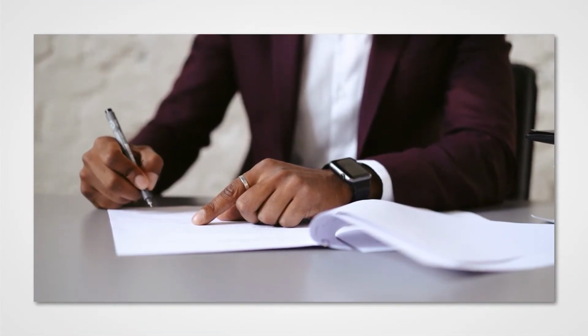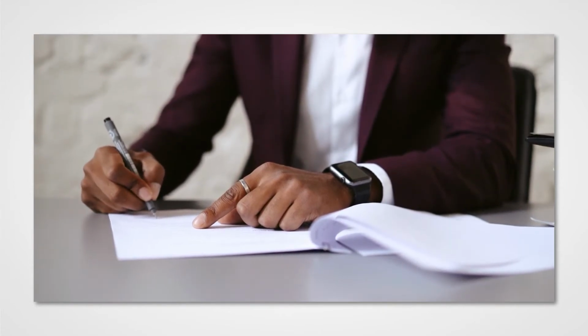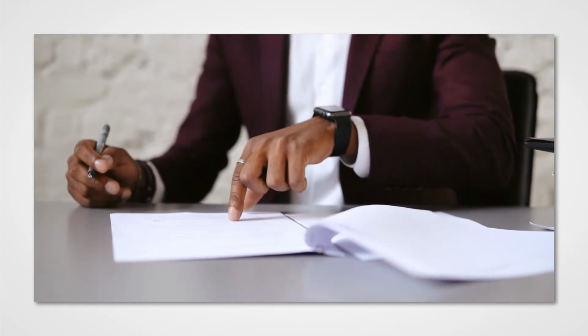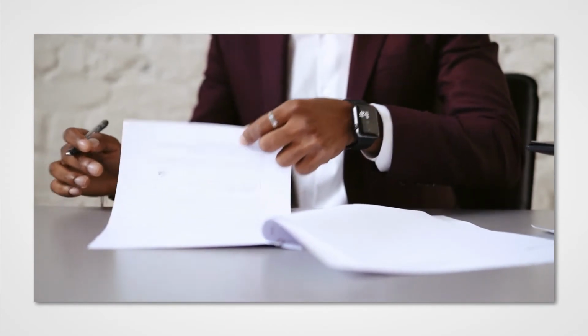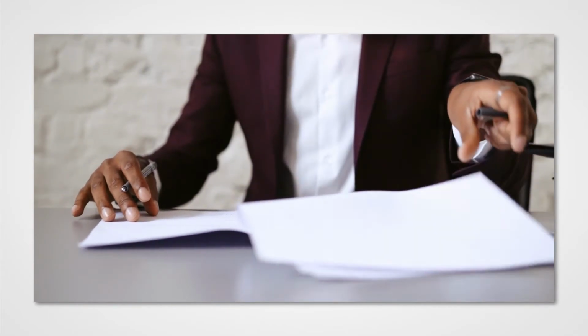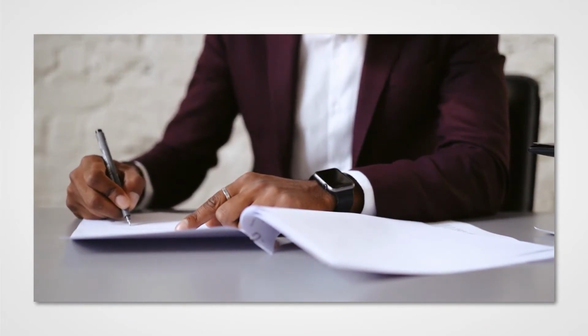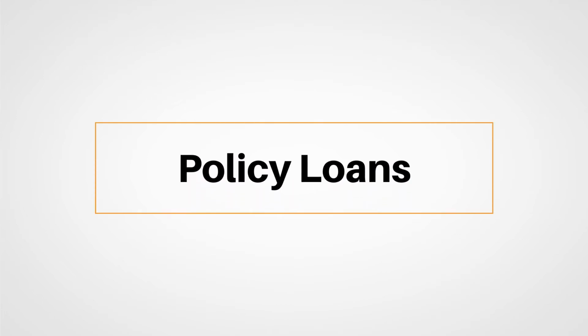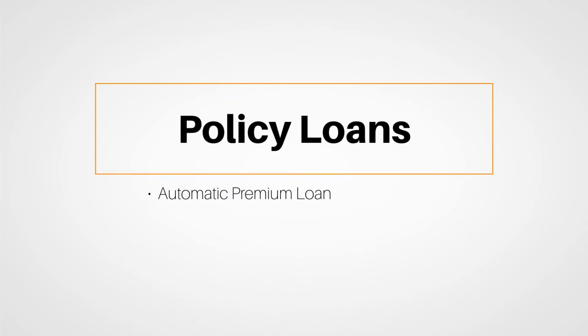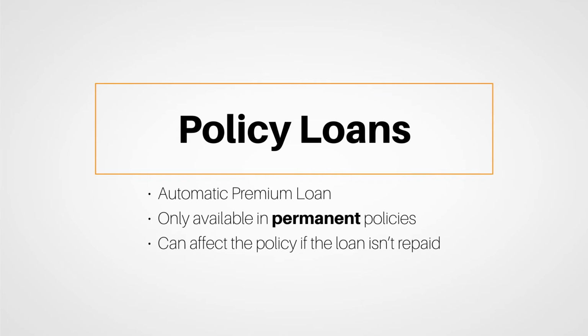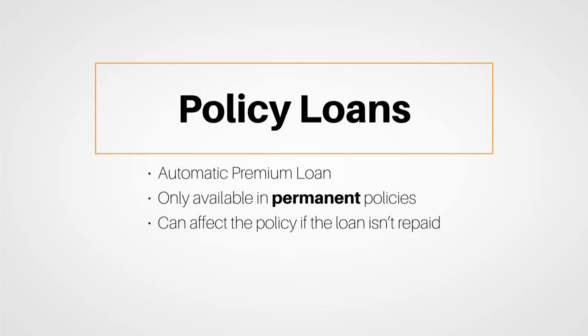Sometimes even if a permanent policy lapses, there's a chance it can be reinstated. Of course, the process would probably include proof of health, but there's a distinct advantage in reinstating a policy compared to applying for a brand new one. We'll also examine policy loans, including the automatic premium loan. Policy loans are only available in permanent policies, and there's an interest rate attached to these loans. They can also affect the policy if the loan isn't repaid.